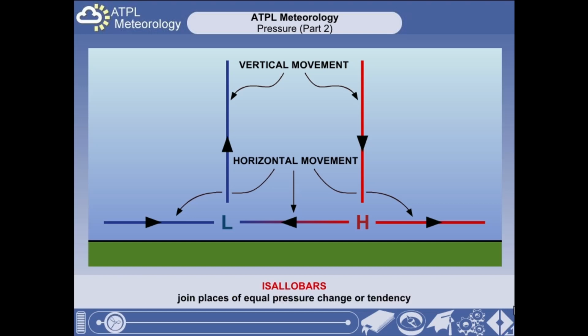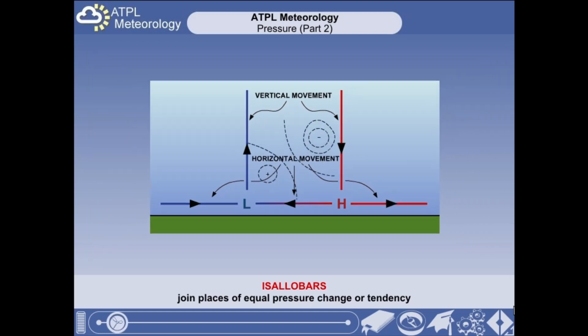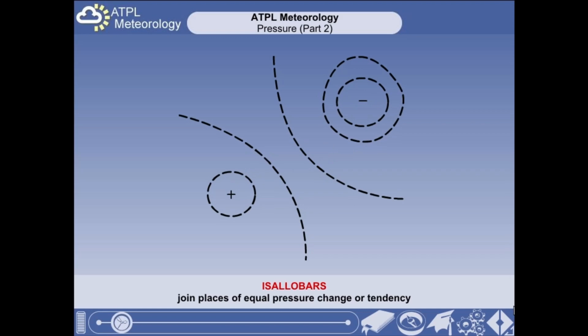We have talked about how these pressure systems can move and develop over time. This can be presented on another type of chart, and instead of using isobars, we use isalobars. These lines join places of equal pressure change, or tendency, during the 3 hours preceding the time of observation. These charts are very useful in showing how rapidly the pressure is changing in an area.